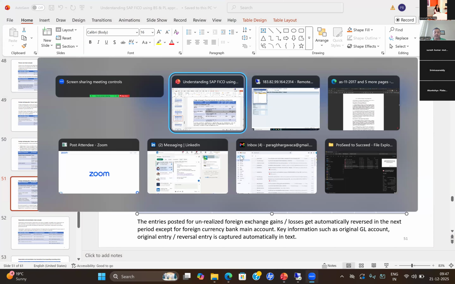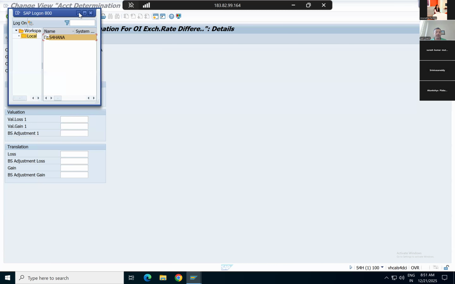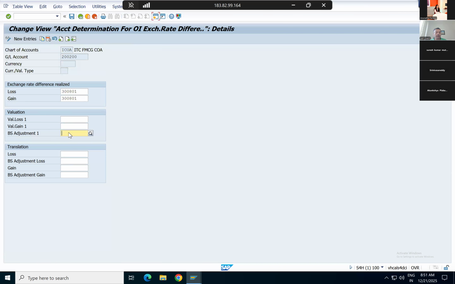Okay, moving back to the SAP screen. Here, in OBA1, I'm going to maintain the balance sheet adjustment account. Then translation, this is not much relevant as of now. So the screens which are relevant for you are the first one and the second one. Okay, anybody, any questions?